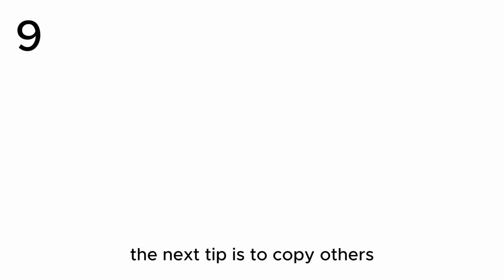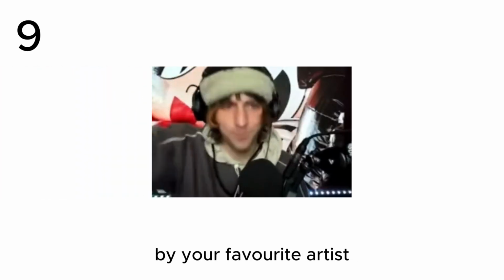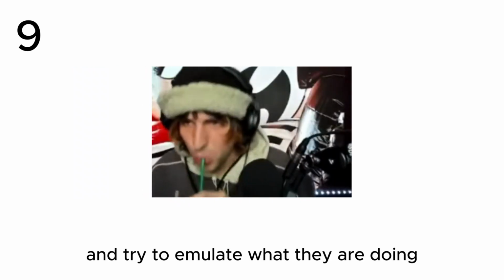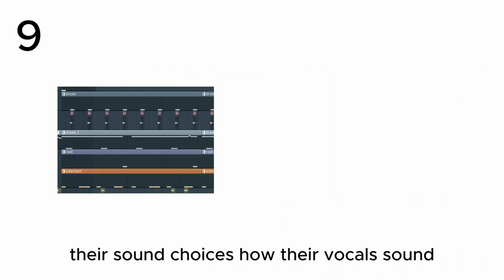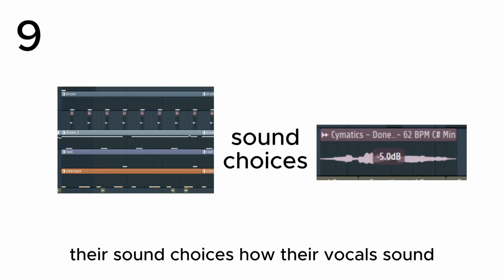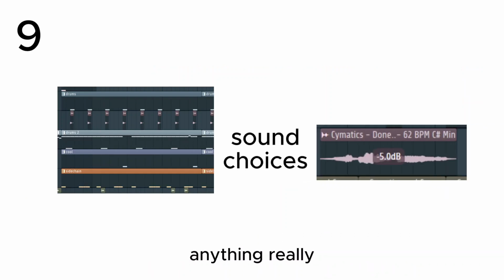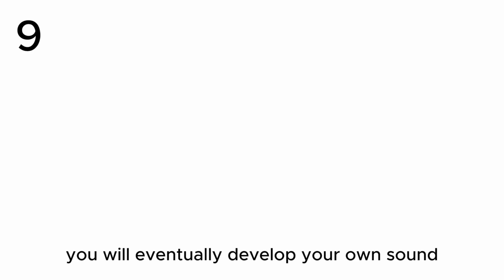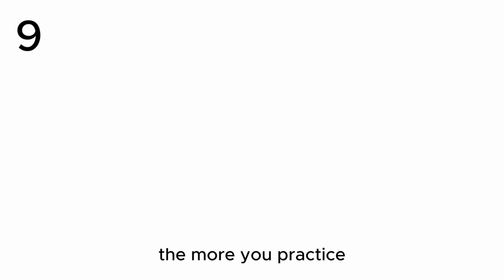The next tip is to copy others. By that I mean you should listen to songs by your favorite artists and try to emulate what they are doing. For example, their drum patterns, their sound choices, how their vocals sound, anything really. If you are a beginner, this is crucial for you to develop faster. By doing this, your songs will not become unoriginal. You will eventually develop your own sound the more you practice.